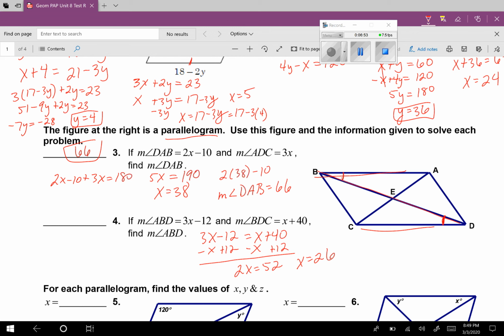Now it says find the measure of angle ABD. So we'll just plug in. So you have 3 times 26 minus 12.